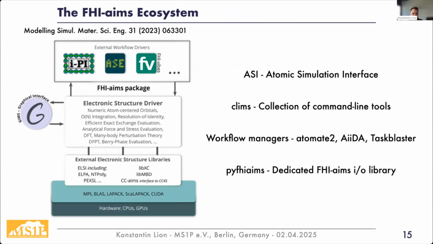But FHI-aims as a whole is, of course, a large ecosystem. So you have the main FHI-aims package, which really does the electronic structure-based part. But FHI-aims is really based on several external libraries which are open source, and which I think is critical for any kind of electronic structure code. And that includes, for one, ELSI. So ELSI is the electronic structure interface library, which is used by several codes to gain access to different eigenvalue solvers and just general things that are needed for electronic structure calculations.